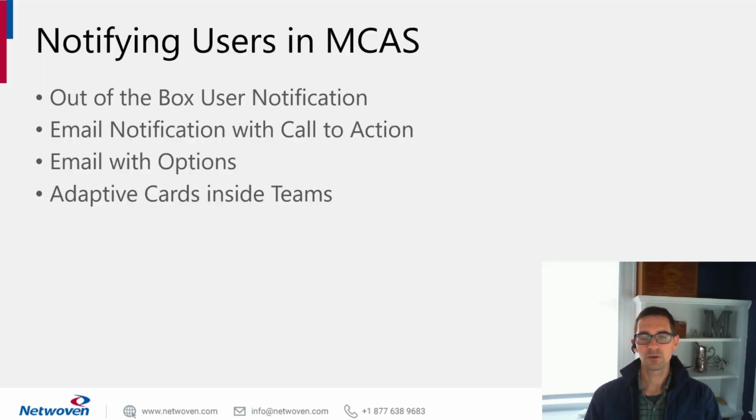So when we look at how notifications happen in MCAS, we have a few options. The first one is to use out-of-the-box notifications. This is an email-based or SMS-based notification and just alerts the user that there was an anomaly detected. What we're going to do is extend this and talk about providing additional information to the user and allowing them to call to action. So, how do I fix this anomaly?